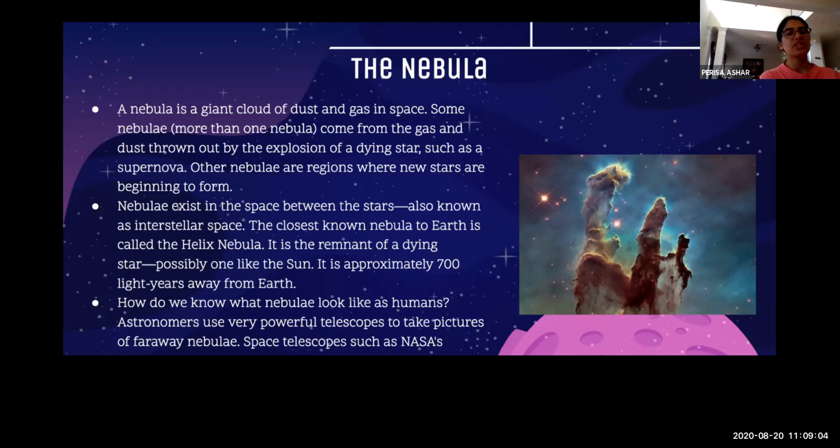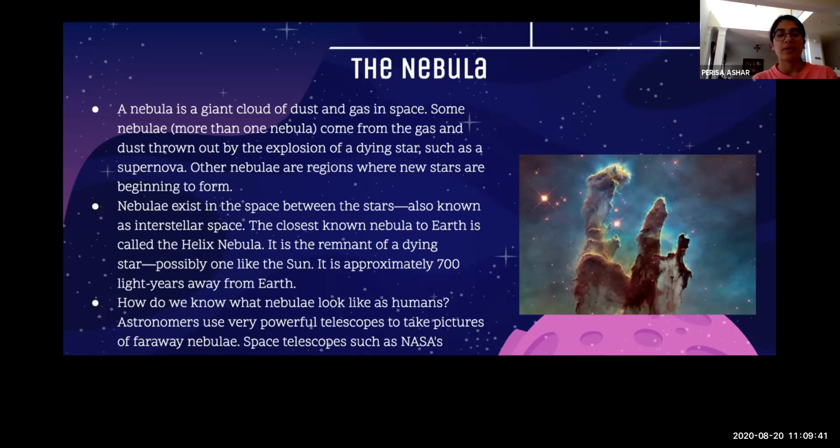We're going to be talking about nebulae next. A nebula is a giant cloud of dust and gas in space, and some nebulae come from the gas and dust thrown out by the explosion of a dying star, such as a supernova. Other nebulae are regions where new stars are formed. Nebulae exist in the space between the stars, also known as interstellar space. The closest known nebula to Earth is called the Helix Nebula. It is the remnant of a dying star, possibly one like the Sun, approximately 700 light years away from Earth.